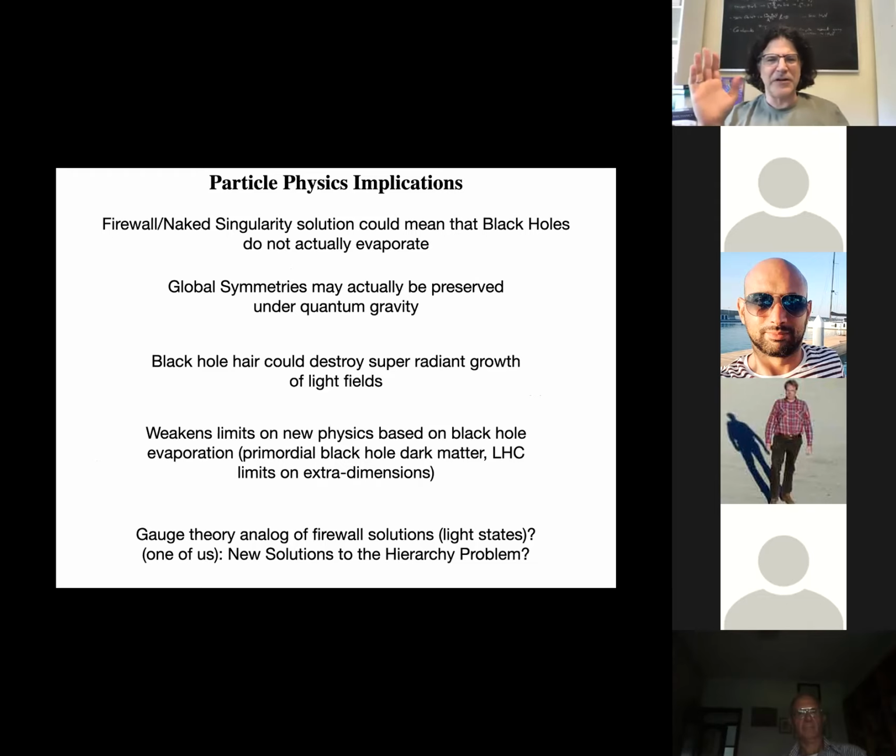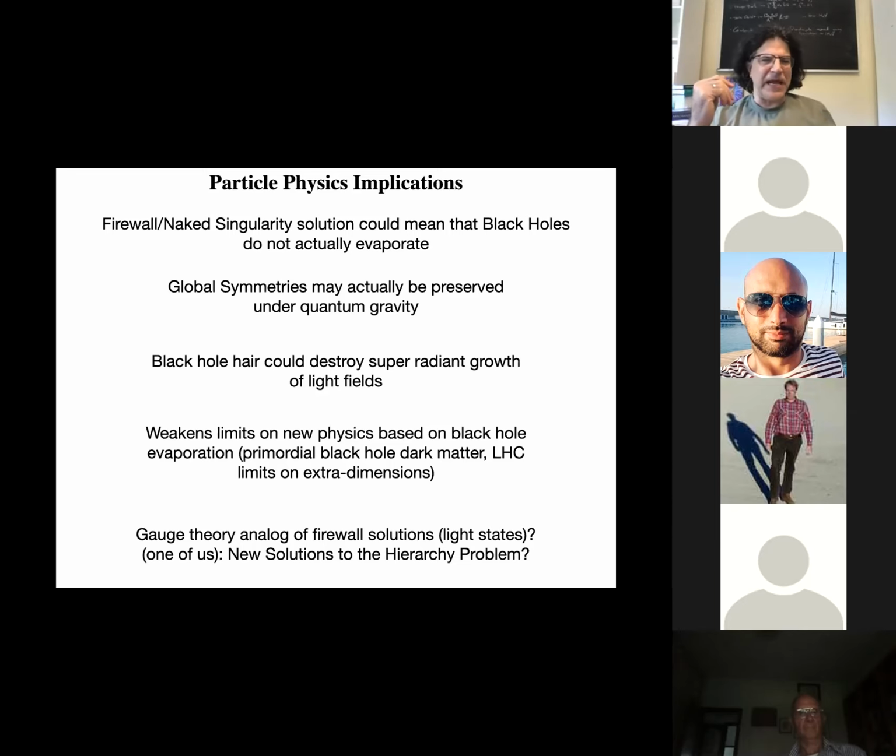Firewall and naked singularity solutions could mean a lot about black holes that we don't normally assume. First of all, that black holes don't actually evaporate. In fact, if you take the surface and you put it at Planckian temperature, you find far outside of the black hole, you get radiation of order of the Hawking temperature. But any temperature lower than that, you get much less radiation. And an ice-cold surface would produce zero radiation.